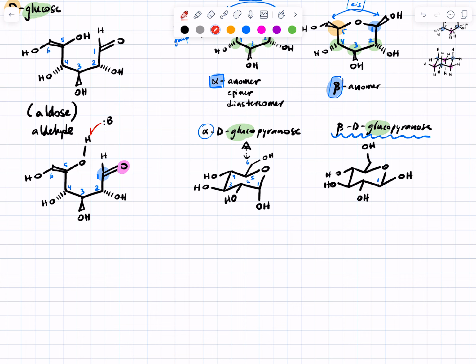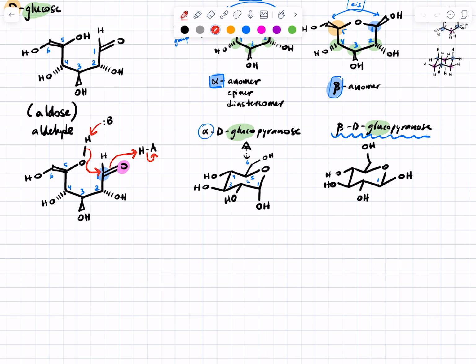A base, could be an enzyme, could be water, removes a proton from the C5 hydroxyl, which then attacks the C1 aldehyde, attacks the pi star, breaking the carbon-oxygen pi bond, and at the same time, likely some acid, probably water, protonates the oxygen as the pi bond is breaking. That's one of the ways you could push the arrows.